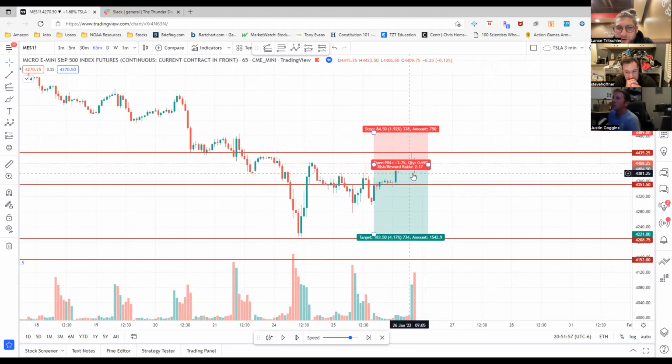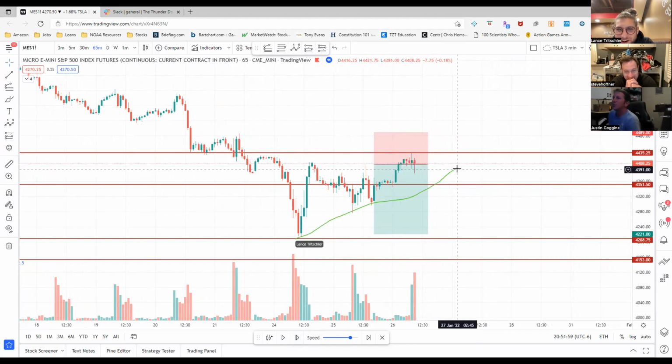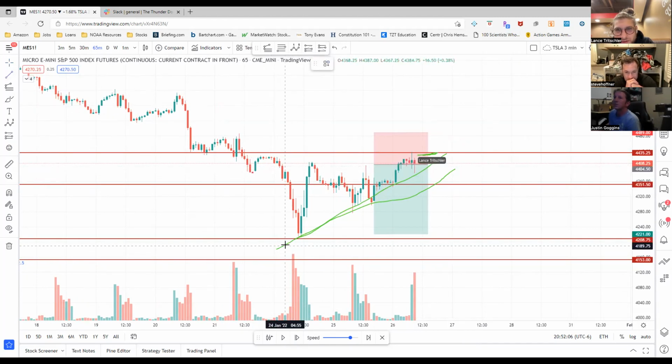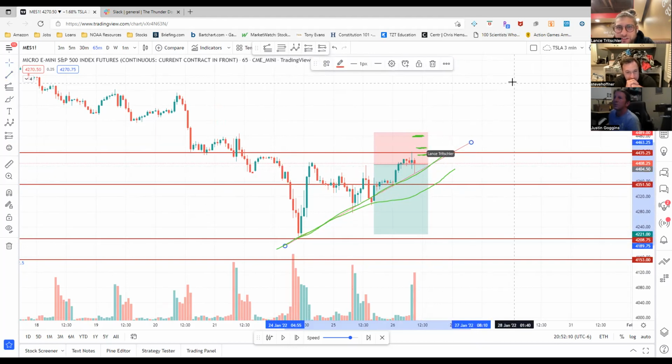I'm a bit of a cowboy, so I'm probably doing something like this. I'm taking it here with a stop up here. I might even take it here. I'm doing something like that. I just drew that trend line. I don't even know why I drew it. I just drew that because I see that forming and it's just habit.